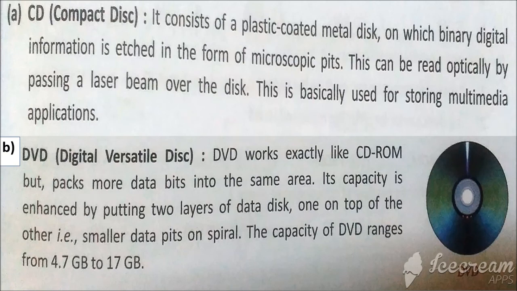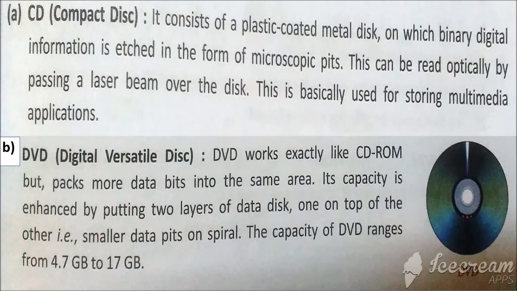Compact disc consists of a plastic coated metal disc. This can be read optically by passing a laser beam over the disc, and it is basically used for storing multimedia applications. Multimedia means a combination of audio and video. And the size of a CD is basically 700 MB.